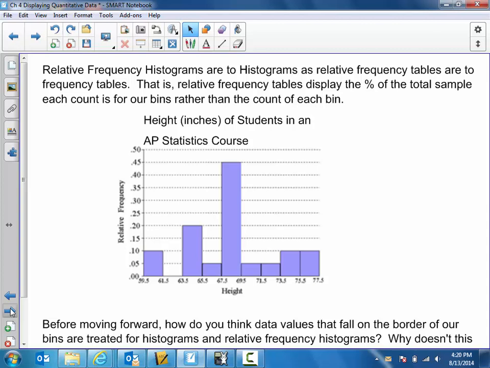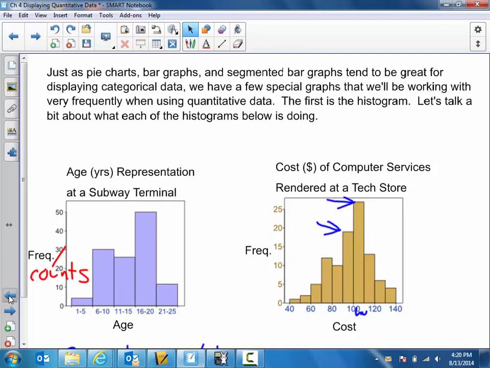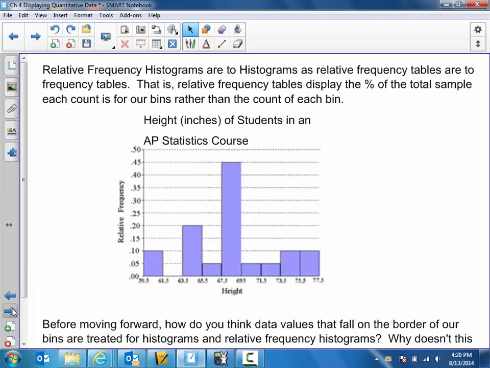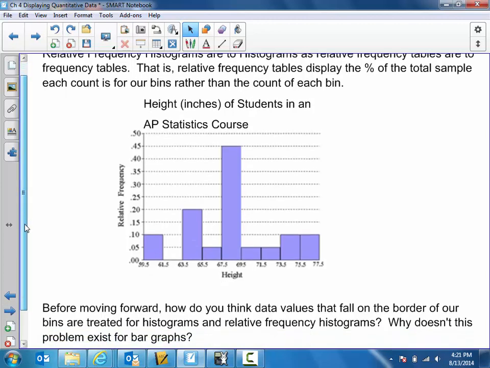A relative frequency histogram is to a histogram as a relative frequency table is to a frequency table. So basically, rather than putting on the vertical axis the counts, or the frequency as we call them, how many data values fall into those bins, you're putting the percent of all the data, or the percent of the sample, that falls into that particular bin. So here we've got a histogram of the height in inches of students in an AP statistics course. And the vertical axis does an awesome job of telling us that that's not the frequency, that's a relative frequency. So these are percentages of the data values falling into each of these bins.